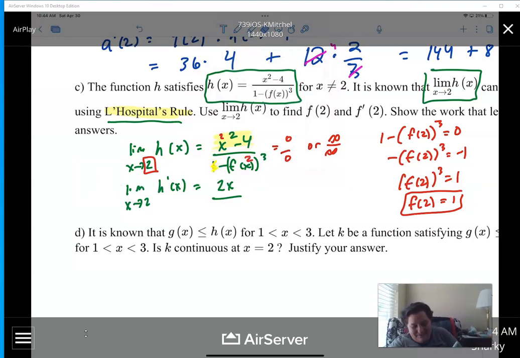Okay, so let me also say that now when we do the derivative of the bottom, there's still a negative in front of here, right? You guys got to do the chain rule. Negative 3 f of x squared, and then times the derivative of that, which is f prime of x. Okay?